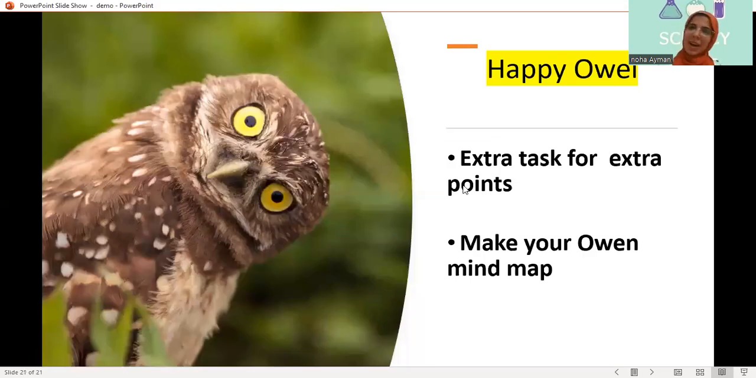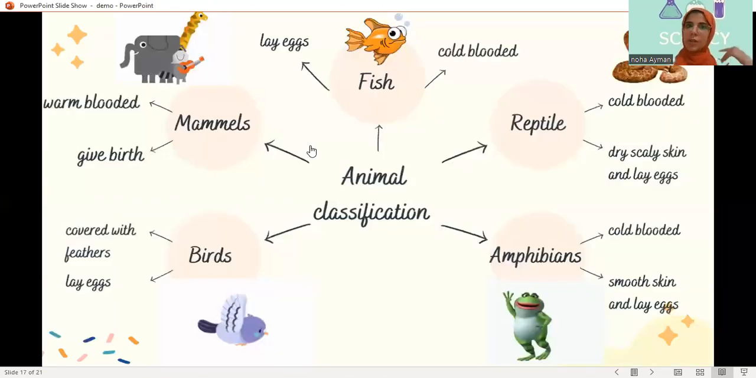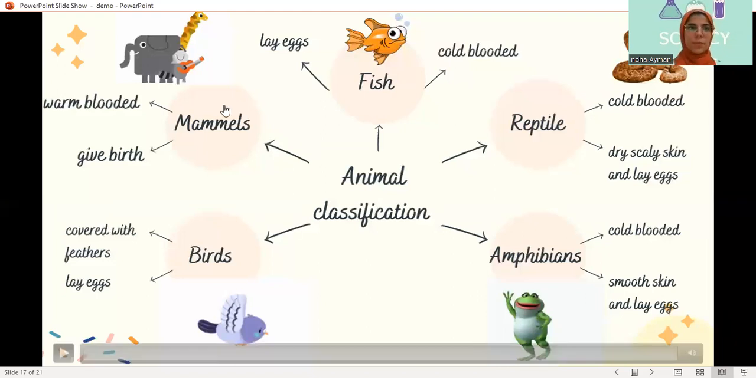Now it's time for the happy owl. The owl is telling you about an extra point. If you want to collect more points or more grades with us, you can make your own mind map. Well, let me show it to you. Here I made my own. Now it's your turn to make yours.